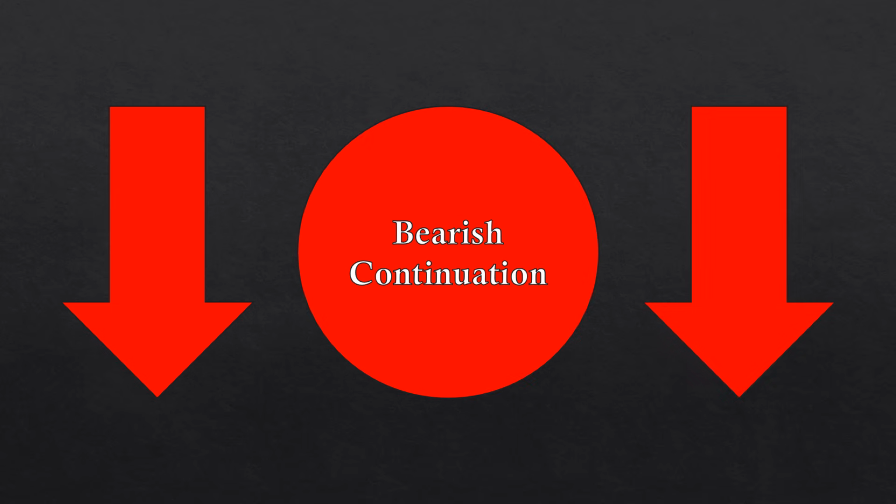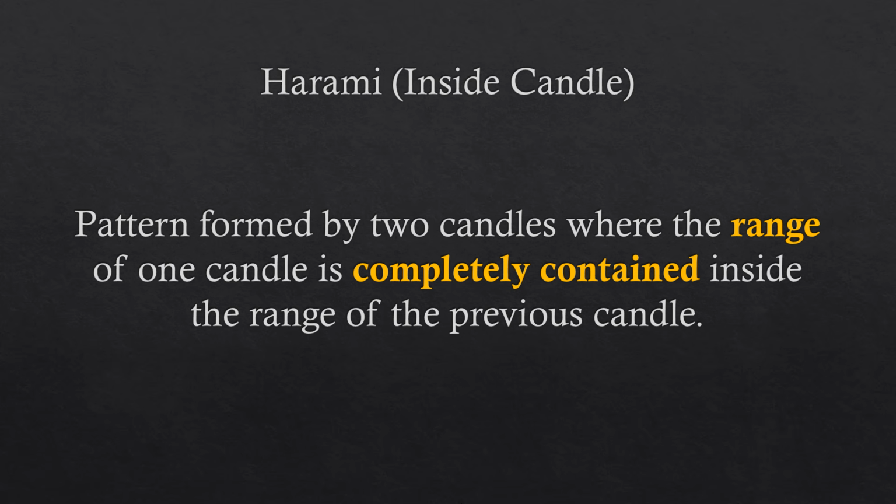Let's begin with an example of a reversal candlestick pattern called harami, which is also known as the inside candle. This is a candlestick pattern formed by two candles. The main thing to look for here is related to the range of one candle in relation to the range of the previous candle. The rule is that the range of the second candle must be completely inside the range of the first candle, hence the name inside candlestick.